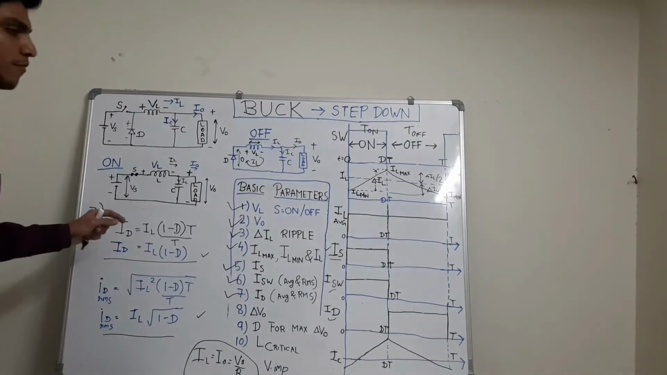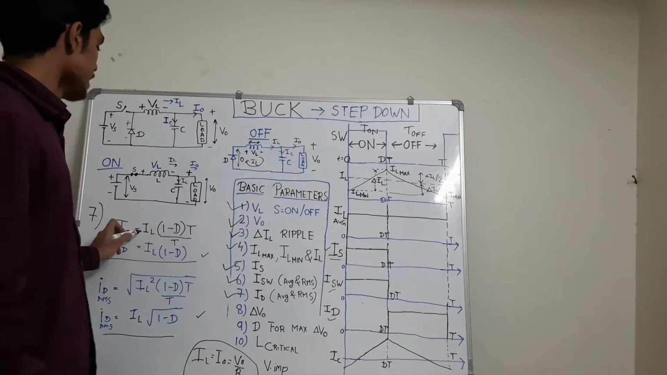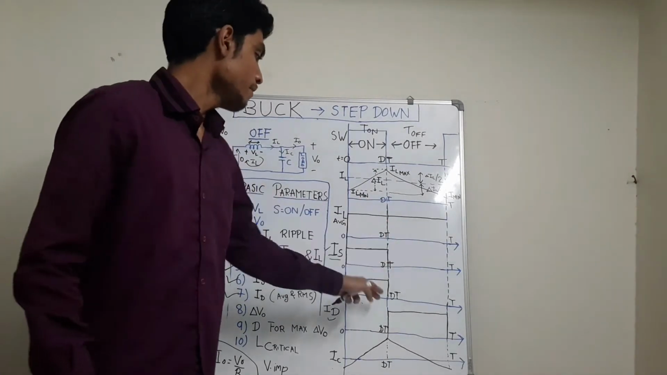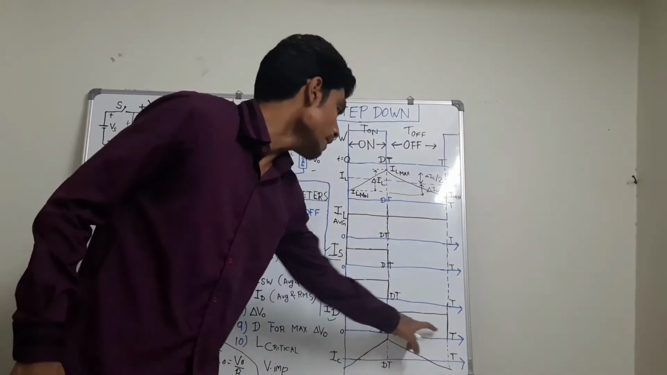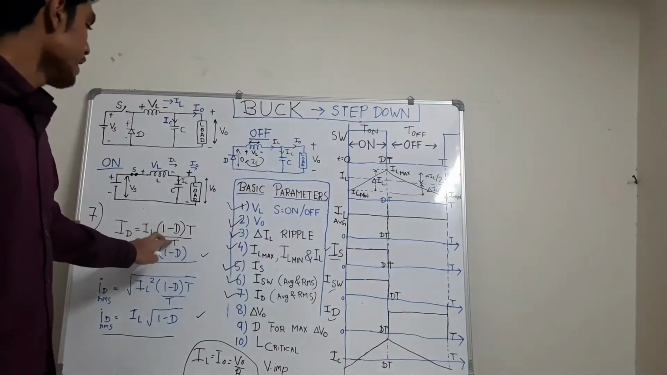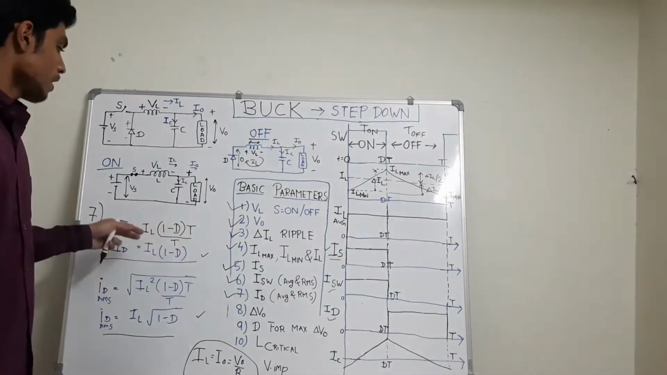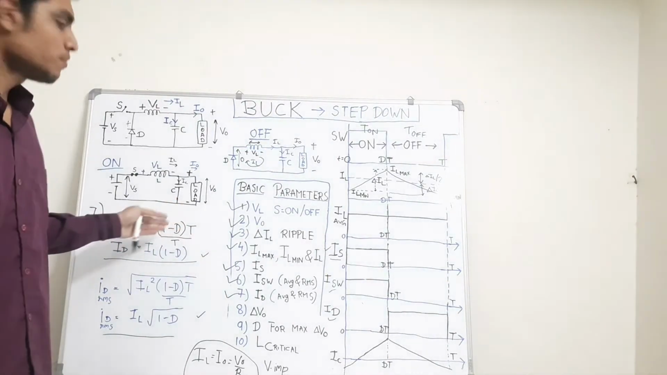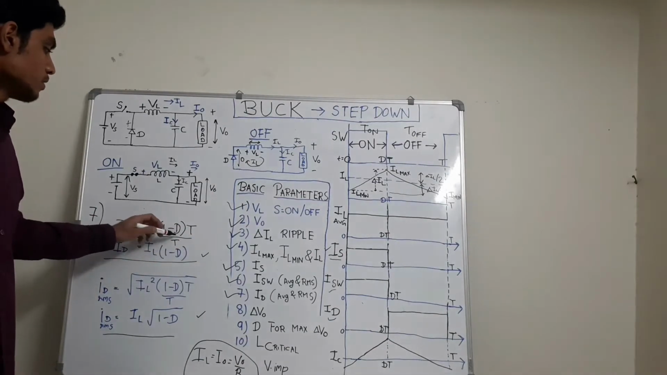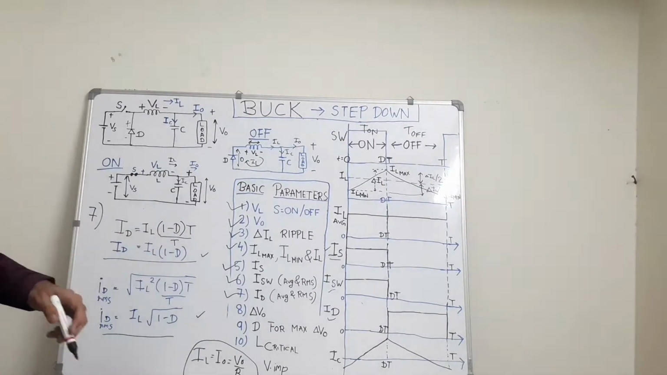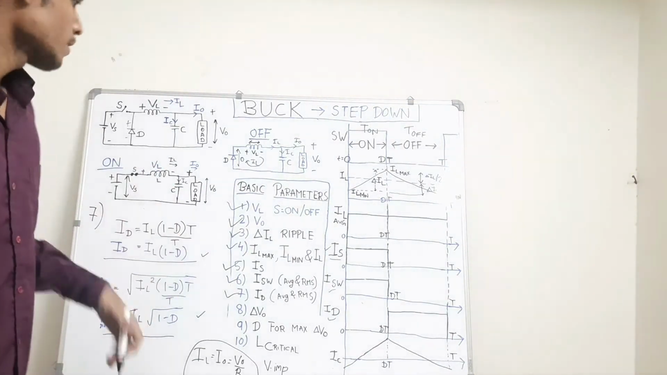So ID, the diode current average value, will be equal to IL, and for how much time it is coming, the time is 1 minus d times T, the off time, divided by total time. That is the average value formula, that is current into the time for which it is flowing divided by total time. IL into 1 minus d T divided by T. So this gets cancelled and the average value of diode current ID becomes IL into 1 minus d.